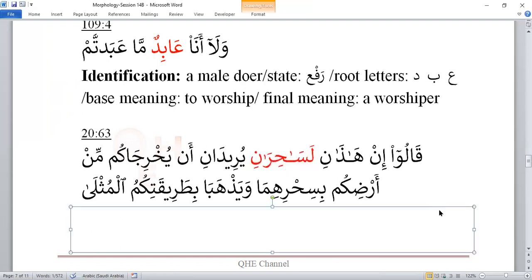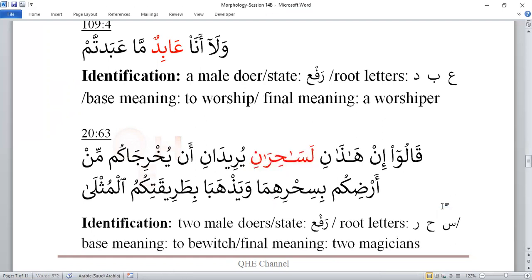Okay, now let's look into the details. So two male doers, right? So these are active participle, two male doers. It's default state. Root letters sin, ha, ra. Base meanings to be witch or like performing a magic. What will be the final meaning? Two magicians. If I include the lam fatha, it will be like certainly or verily two magicians. It's an emphatic particle.